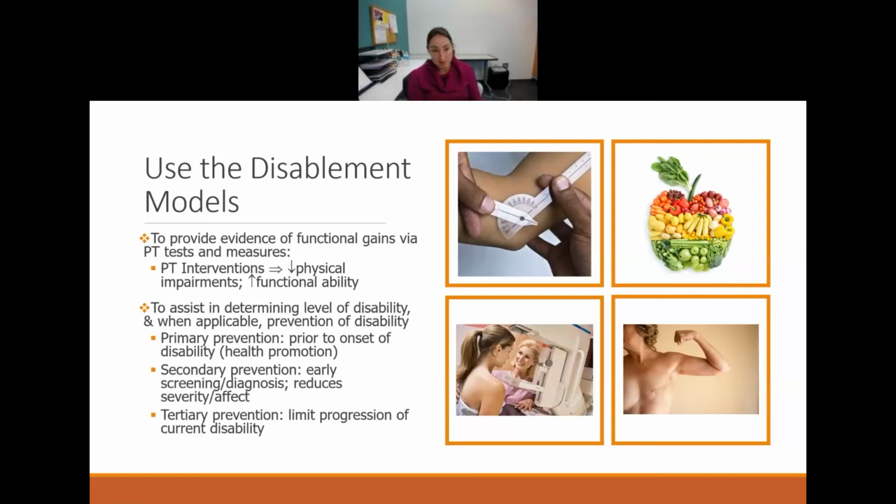So primary prevention, remember, is prior to onset of disability. That is health promotion. So eating healthy is an example of primary prevention. In preventing heart disease, eat healthy and get proper daily exercise. Secondary prevention is either early screening or diagnosis. It reduces the severity. So a mammogram would be an example of secondary prevention, catching a cancerous spot early in order to reduce the effects that cancer has, how much it spreads or how large it becomes, how much of an effect it has on the overall system.